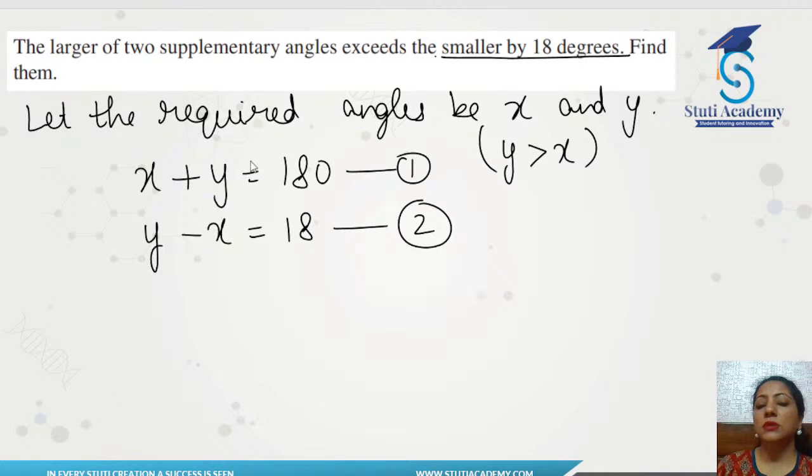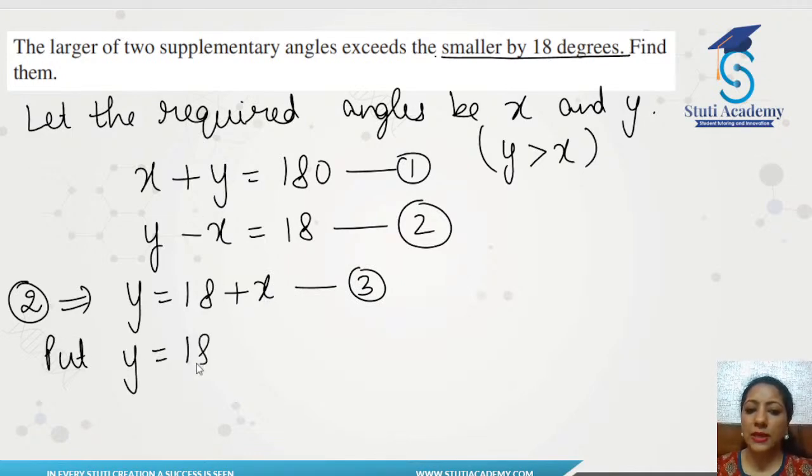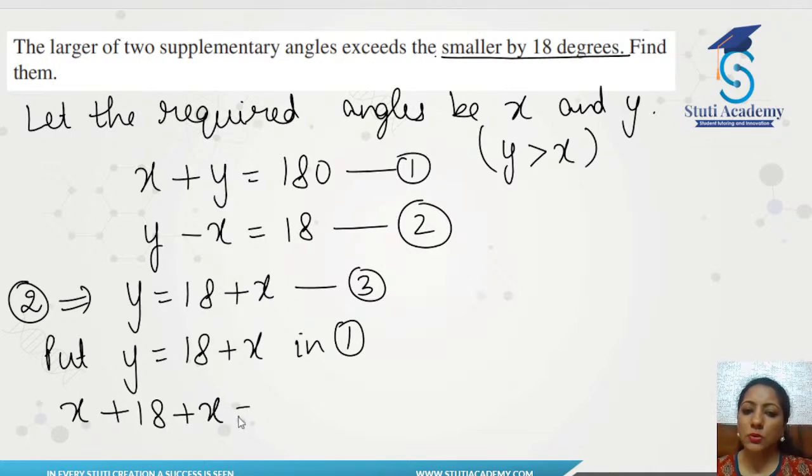Now we solve this by substitution method. So let's take the second equation. We can write this as y is equal to 18 plus x. x I have taken on the right hand side and I've got this as plus x. Now this value of y, I'm going to put it in the first equation. So put y is equal to 18 plus x in the first equation. So we'll get x plus 18 plus x equal to 180. I have replaced y here by 18 plus x. Now in the next step, we will get 2x plus 18 is equal to 180.